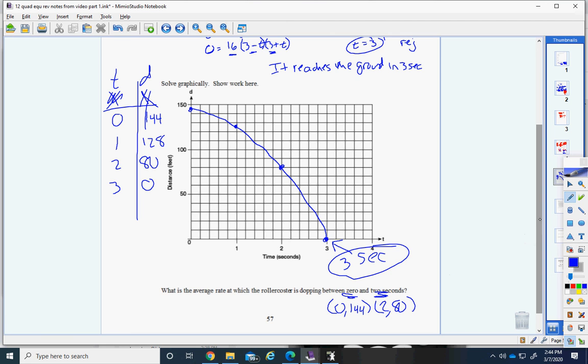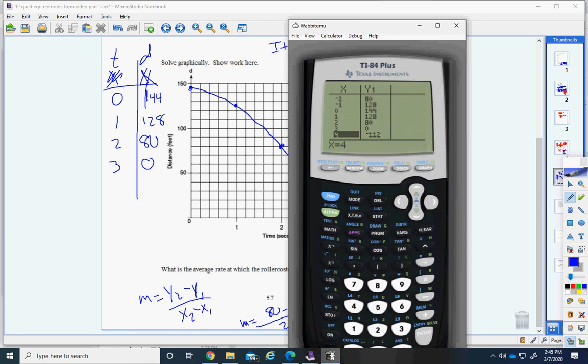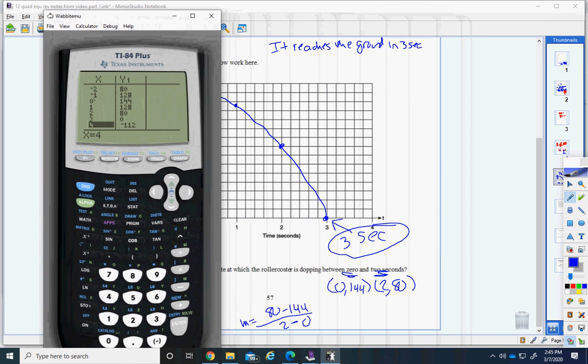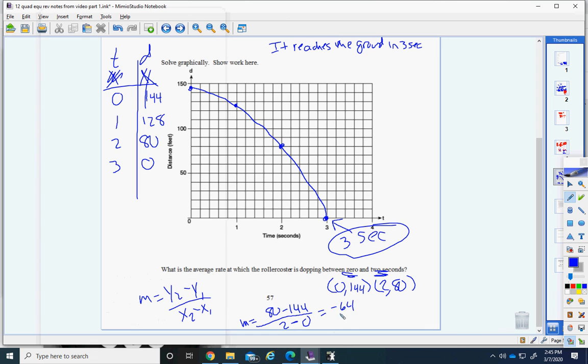Rate of change is really y2 minus y1 over x2 minus x1. So I will do 80 minus 144 over 2 minus 0. 80 minus 144 is negative 64 over 2, which is negative 32.